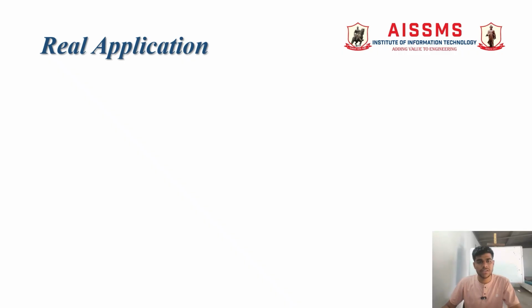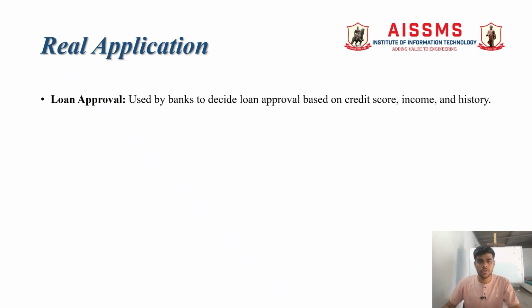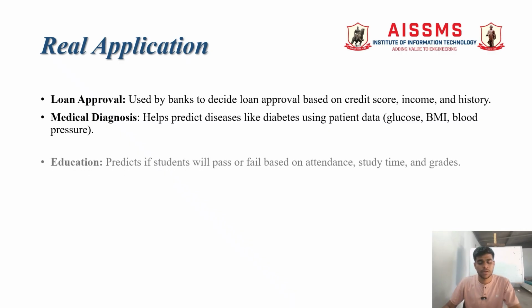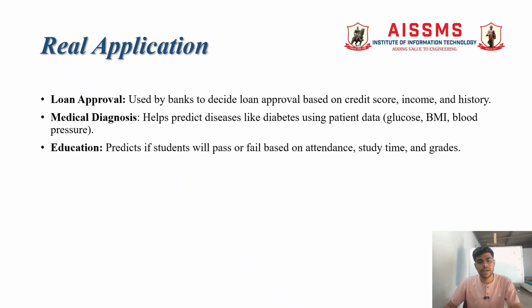Now let's see the real-time applications of a decision tree. Decision trees are used in many real-world applications. Loan approval in banks: used by the bank to decide loan approval based on conditions such as the credit score, income, and history, and the customer's CIBIL score. Medical diagnosis: helps to predict diseases like diabetes using patient data like BMI, blood pressure, etc. In the education sector: predict if the student will pass or fail based on attendance, study time, and grades, and the student's previous year marks and the current semester examination score.